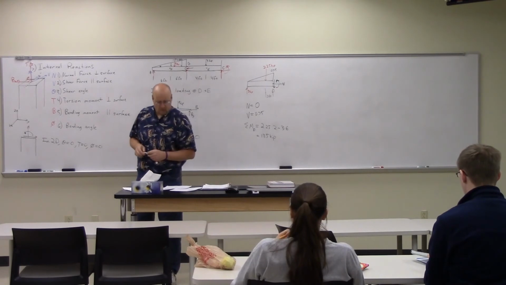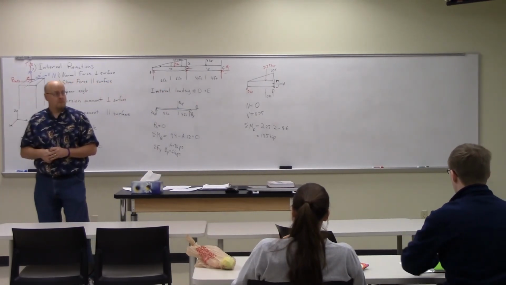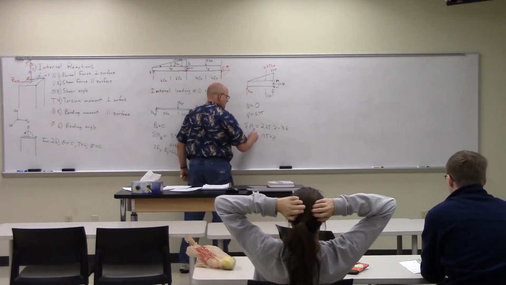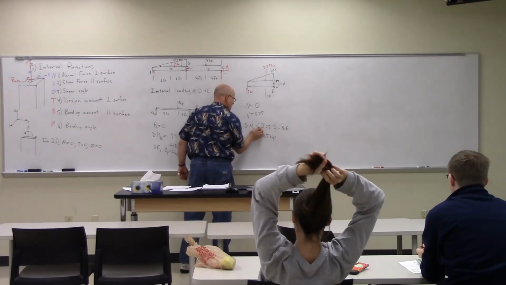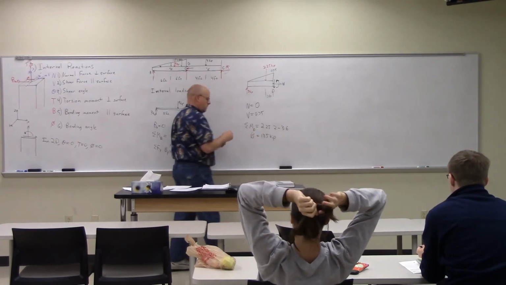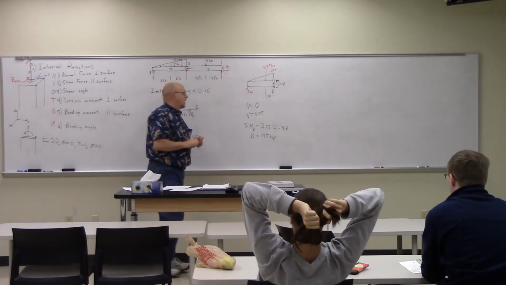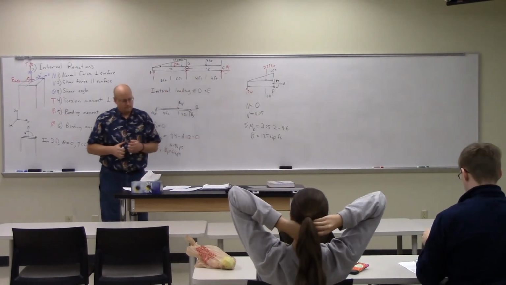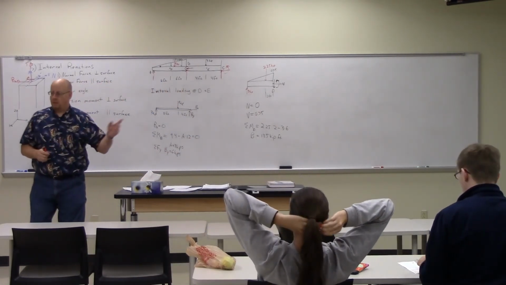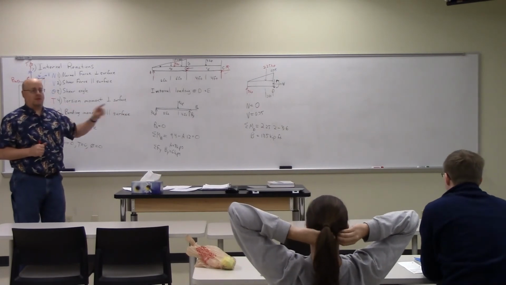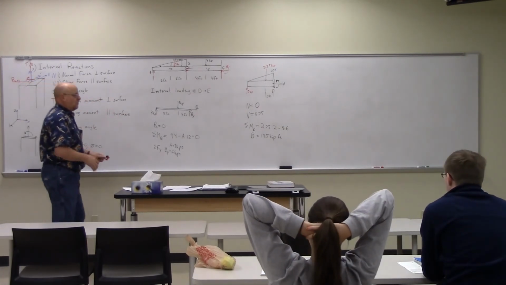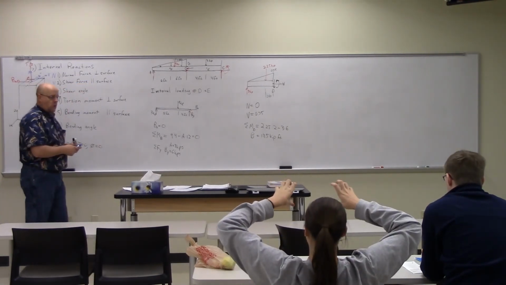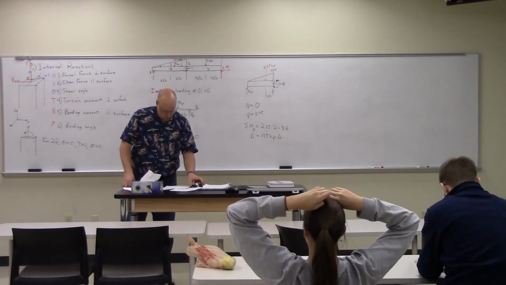Is my sign correct based on the way I've drawn everything? So the bending moment. The units are kip feet, yes. But is the sign correct? Based on my drawing, is that the correct sign? Should it be positive or negative?